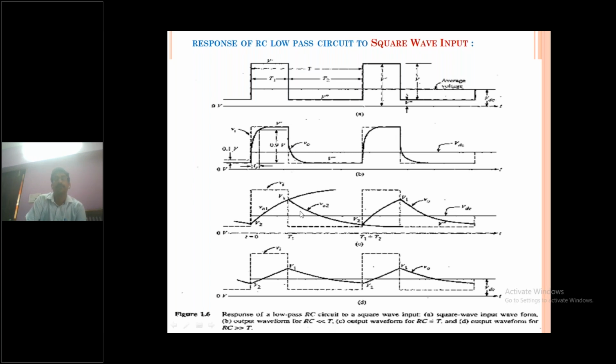And now the C diagram, observe it. RC is comparable to T. That means the time constant of the circuit is equal to the time period of the square waveform. Here the capacitor charges within the positive peak interval. That means from 0 to capital T1 interval, the capacitor is charging. This waveform we assume is V01 of t. Similarly, from capital T1 to T1 plus T2 interval, the capacitor discharges. That waveform is V02 of t. Similarly, the second period repeats.